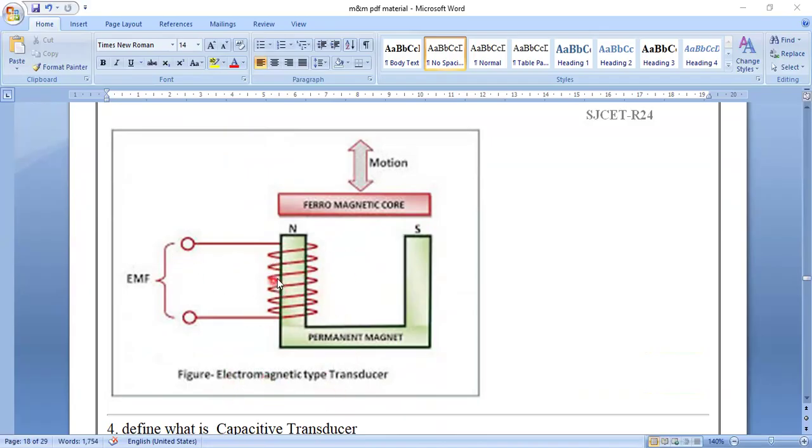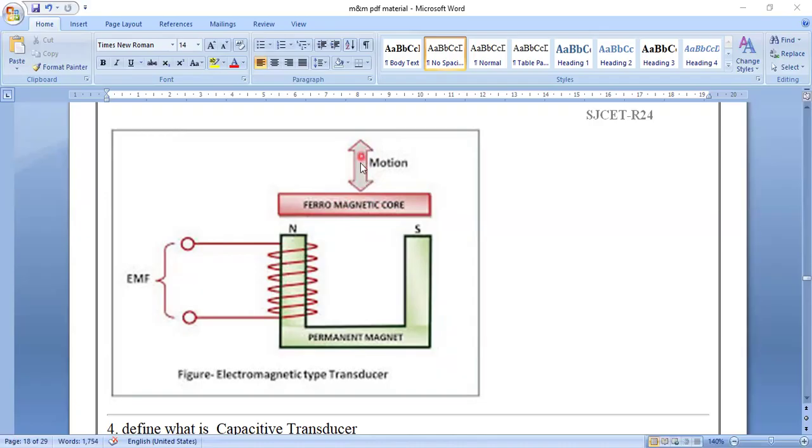So here a copper wire is coiled. The EMF, the electromotive force, is recorded here. This is a permanent magnet. The motion is moving in front of this magnet. A U-shaped magnet is used. Here a ferromagnetic core is there in front of this.